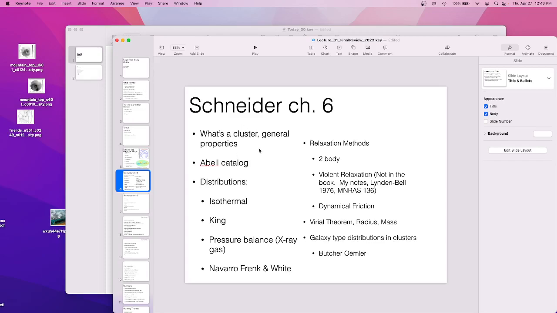So we talked about galaxy clusters. We talked about the Abell catalog. We talked about distributions. We spent a lot of time with the isothermal sphere, 1 over r squared. We also talked about the King distribution, and I think we talked about the NFW distribution, but not a ton. We talked about relaxation methods: two-body relaxation and violent relaxation. Violent relaxation was earlier in the semester, but the physics is still here and relevant and matters.